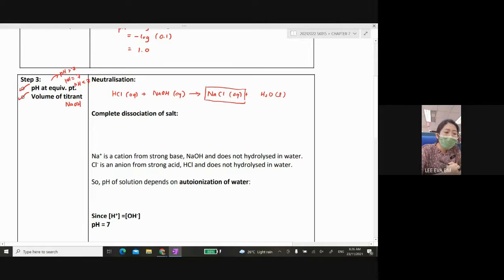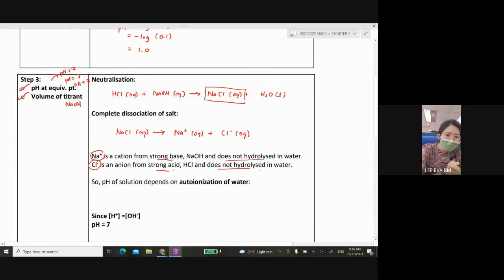Okay, so we write the dissociation of the salt NaCl, aqueous. Why do we say aqueous? Because NaCl is a soluble salt. It's a clear solution, so it will dissociate completely to give you Na+ and Cl-. Both Na+ and Cl- are from strong species. Therefore, they will not hydrolyze in water.